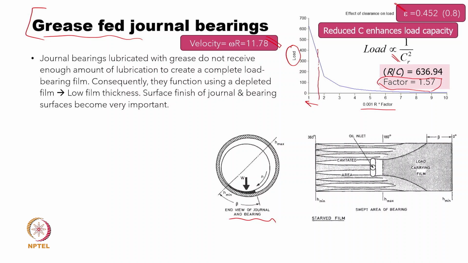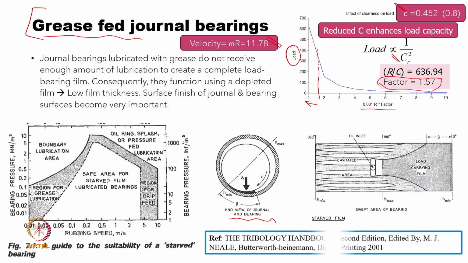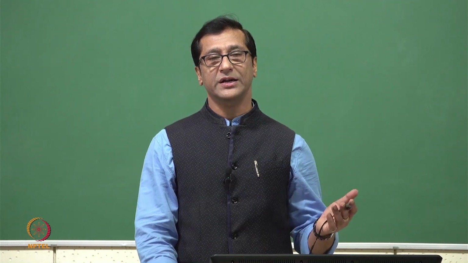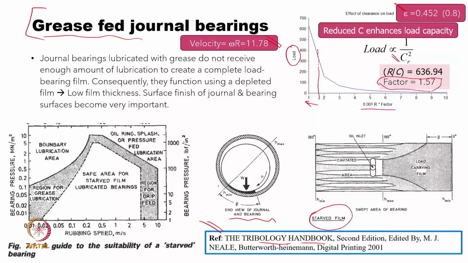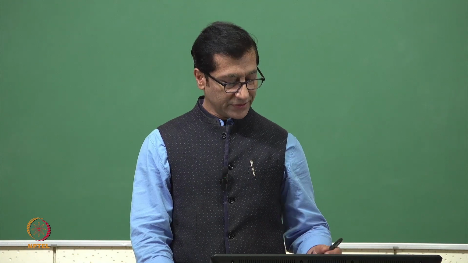Because this is only one slide I'm covering, of course, I'm giving a reference that the most detail has been given in the tribology handbook. How do we really design a grease lubricated bearing? We are not talking about a hydrodynamic grease lubricated bearing, and it is always known as starved lubrication. It will not have continuous lubrication, it's starved lubrication, and it will have only a partial film. It will not have a complete film on the shaft surface.